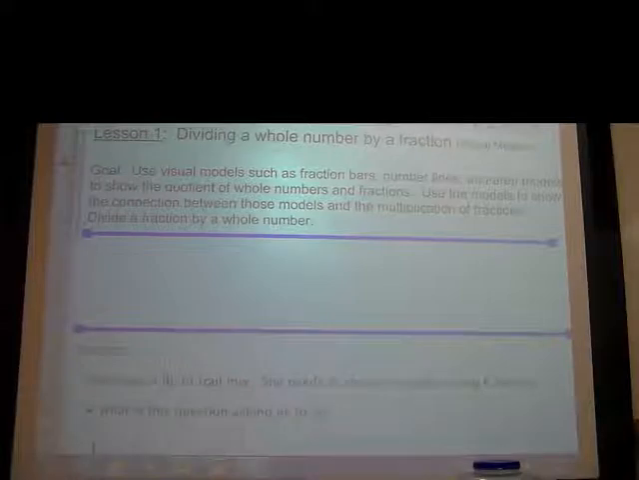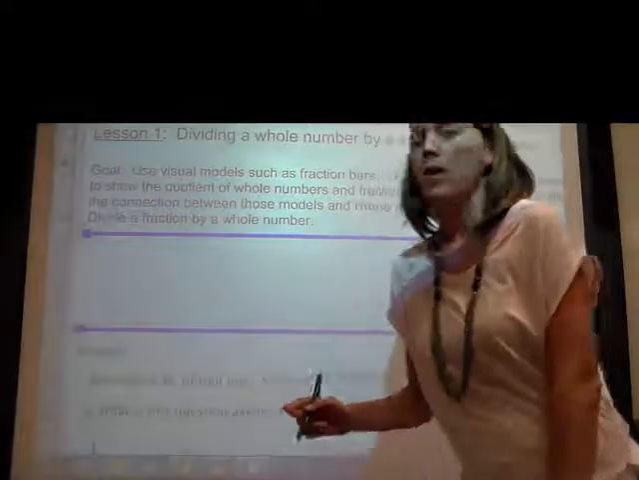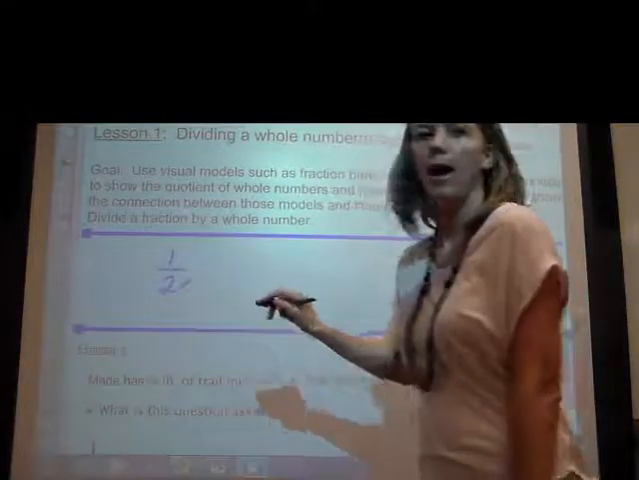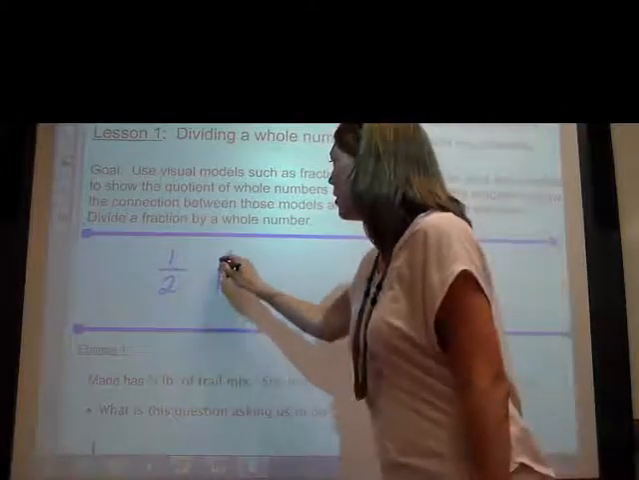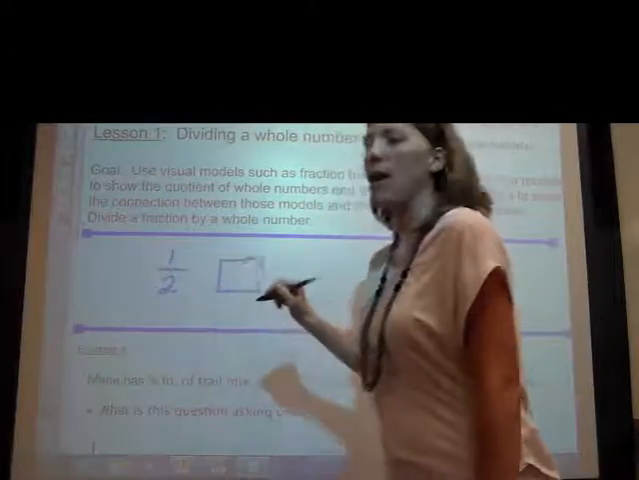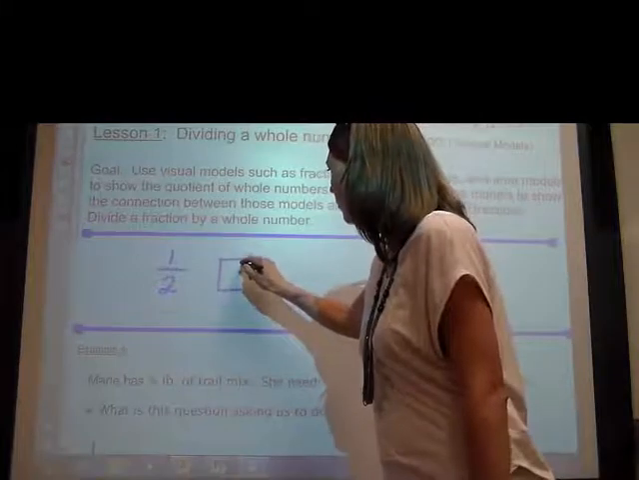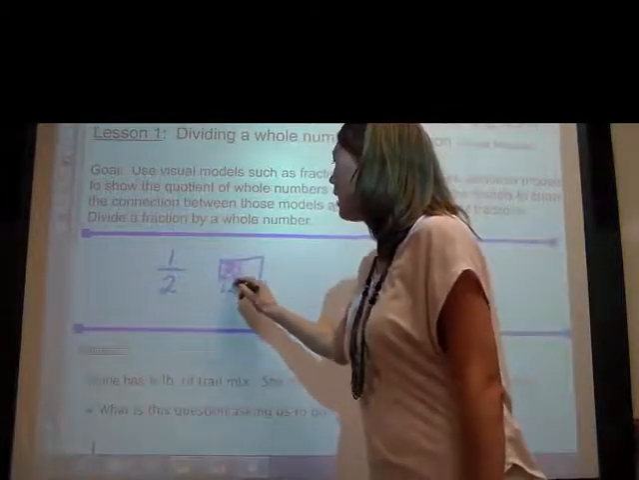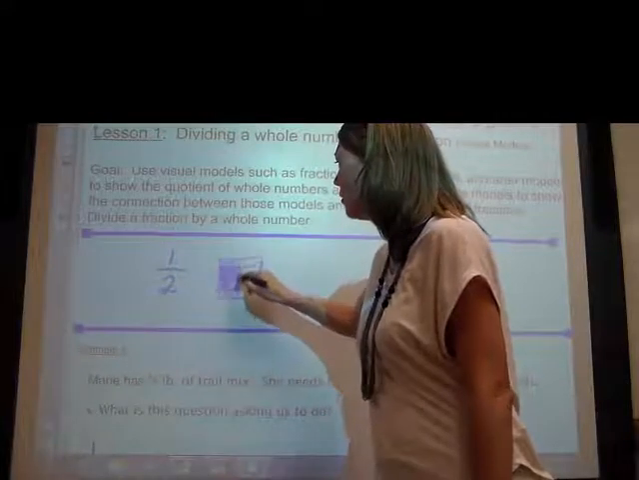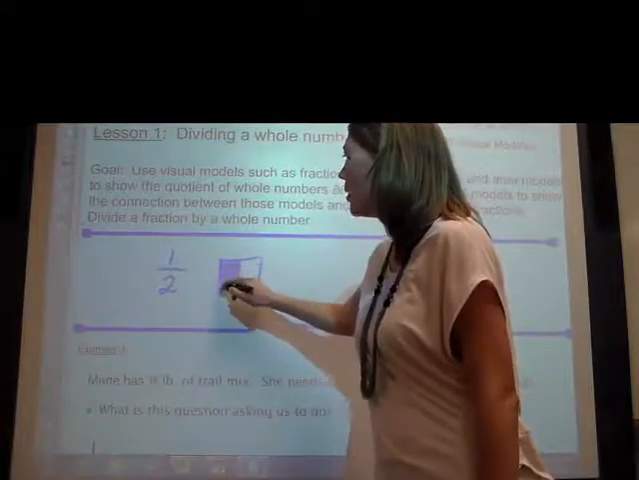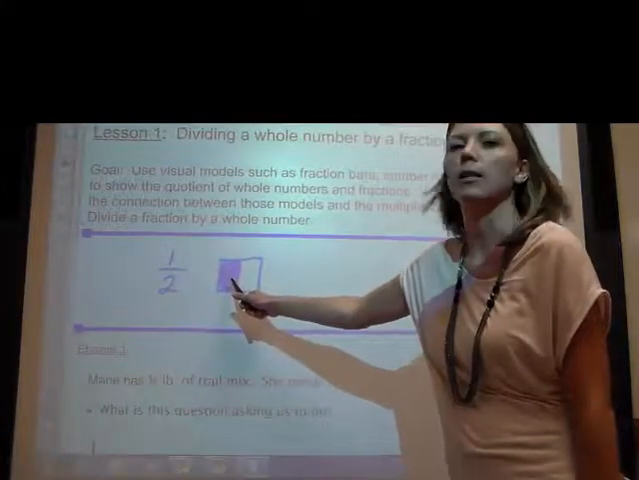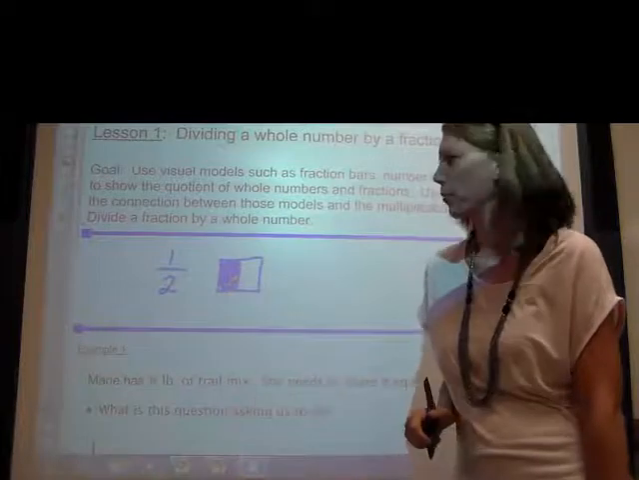So let's first remind ourselves about a fraction. A fraction is a part of a whole. If I have 1/2, I could show a model of this by having one whole, cutting it into two, and one of the two would equal my fraction 1/2. This model represents 1/2 of my whole.